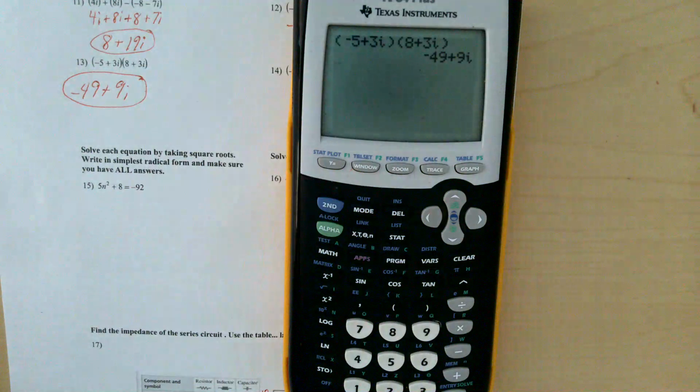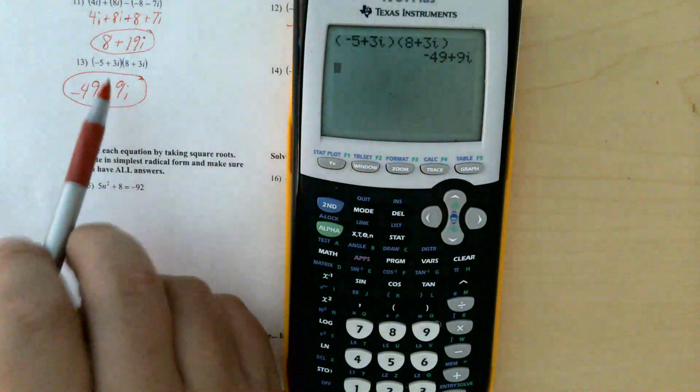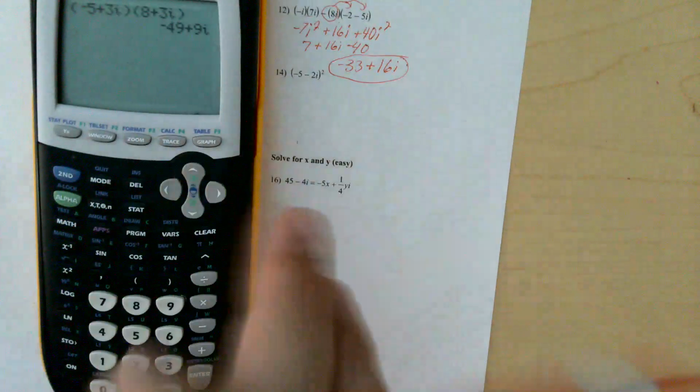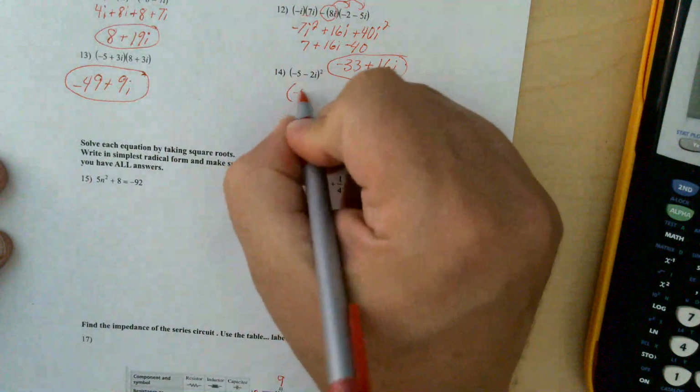Now you could do FOIL. When you check your answer, I show the work. I always show where these numbers are coming from. I did the distributive property twice, and then I simplified to this answer. Same way with this, you are allowed to. So I'll show this by hand.